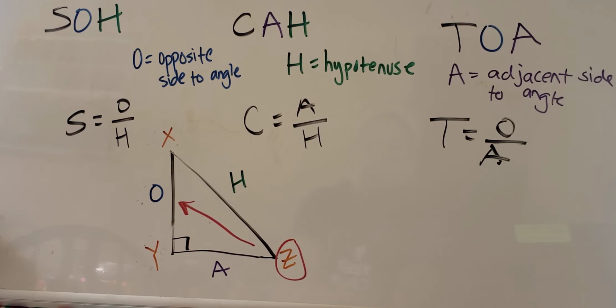Hypotenuse always stays the same. And again, opposite and adjacent side change depending on which angle. You will never use trig ratios for angle Y, so that's it, okay? All right, now we're going to go to the notes and look at some examples.